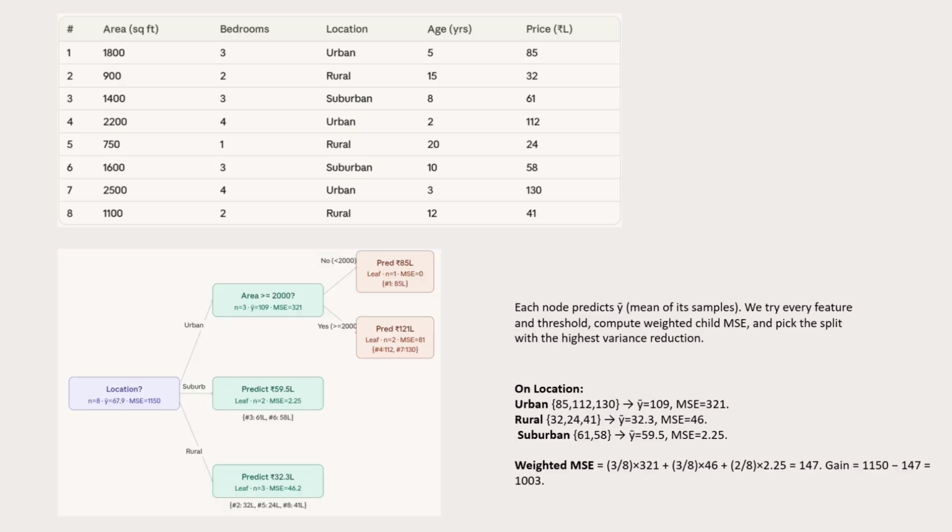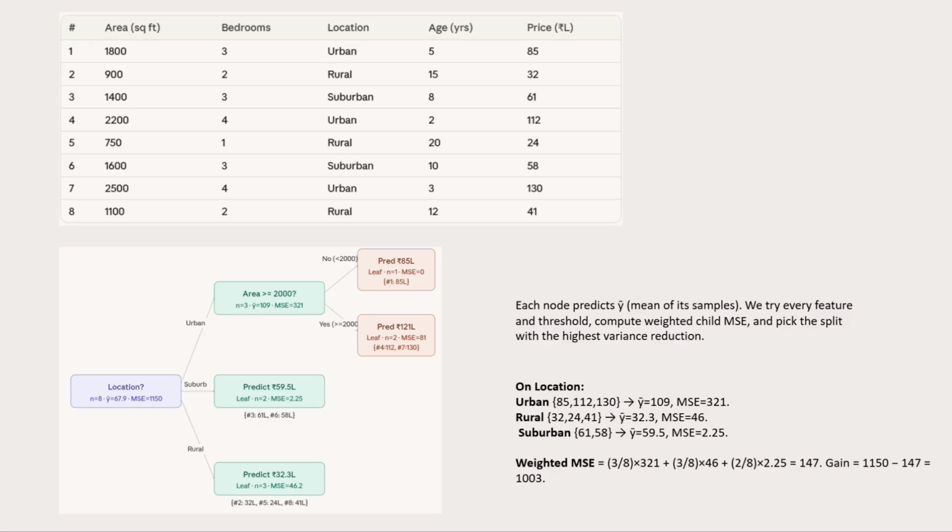Now in this example, where we see house price as a target variable, each node predicts the mean of its samples. Here, the tree tries every feature and threshold, then computes the weighted child mean squared error and picks the split that gives us the highest variance reduction. In this case, the root node itself has a mean squared error value of 1150.